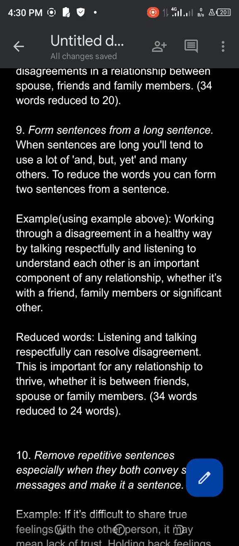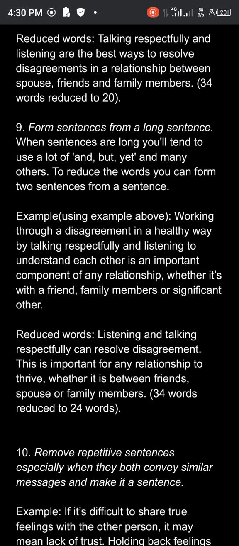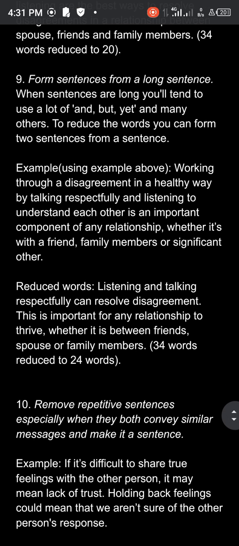Form sentences from a long sentence. You can form sentences from a long sentence that is long, just cut it short. Still, the content will not be distorted, because when sentences are long, most times you'll be using yet and, because you want to join the message you are trying to pass across. You'll be using lots of and, but, yet, and so many others. So you can just form a sentence from a long sentence.